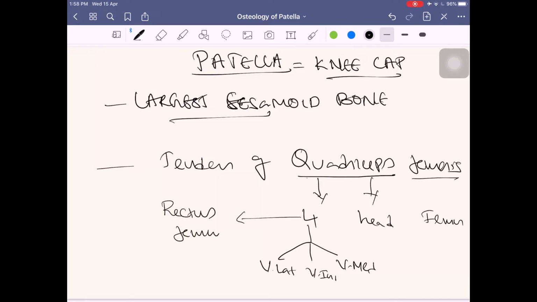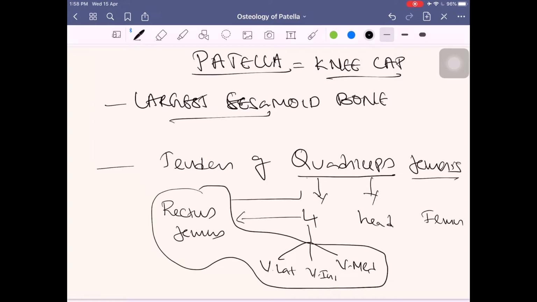So if you put all these 4 muscles together, all these tendons together, they have a common insertion. That is why this is what we call the tendon of quadriceps femoris. I will be showing you this also. Within this tendon of your quadriceps femoris, the patella is developing.